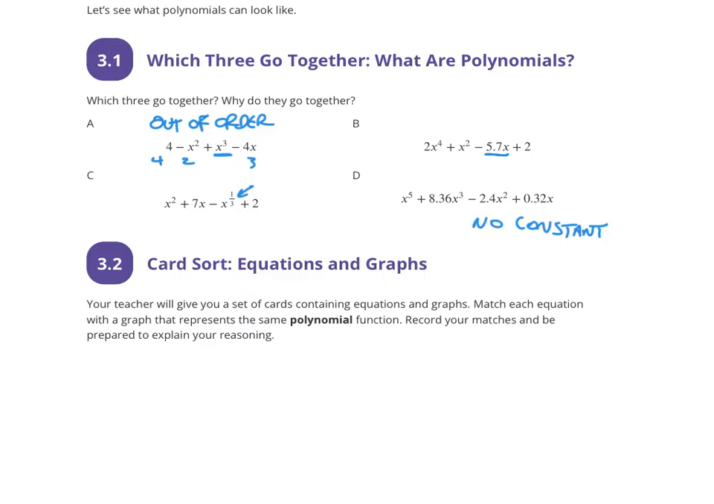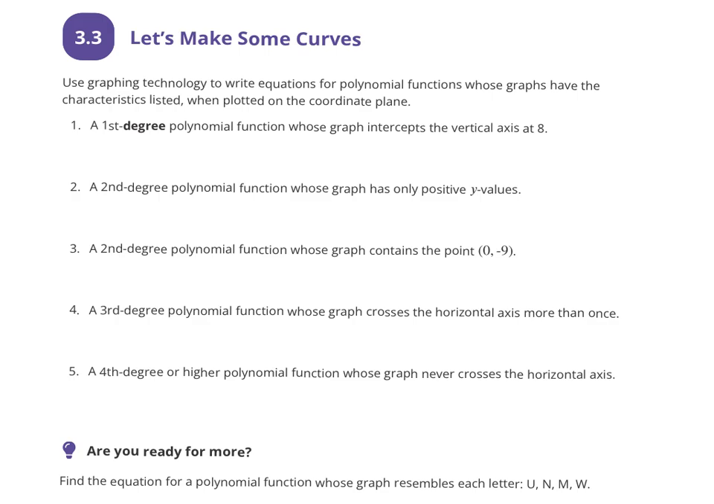All right, so now, some polynomial functions. This is a card sort, which can only be done in class, so I'm not going to worry about going over this now. If you pick up your calculator and hit the y equals button, let's get ready to make some curves because it says use graphing technology to write equations for polynomial functions. All right, a first degree polynomial function whose graph intercepts. So a first degree polynomial means x is to the first power and then intercepts the vertical axis at 8, x plus 8.